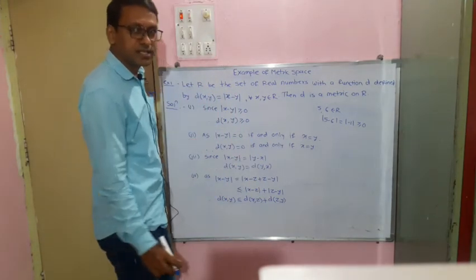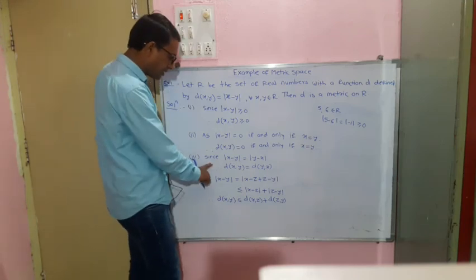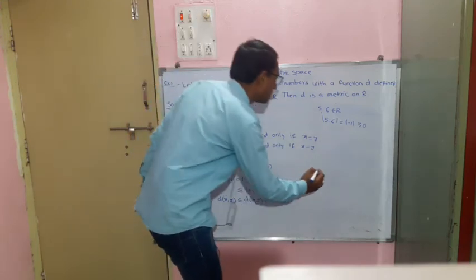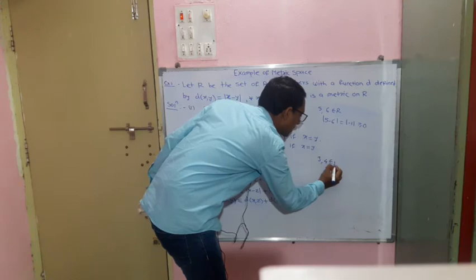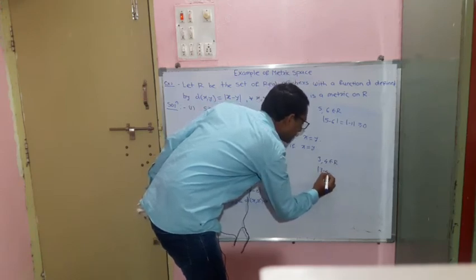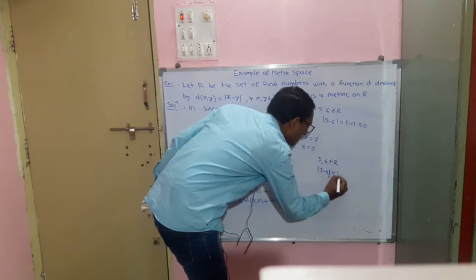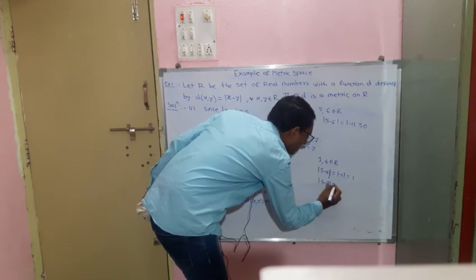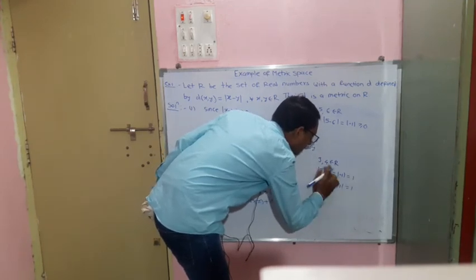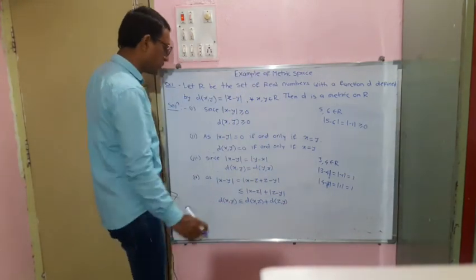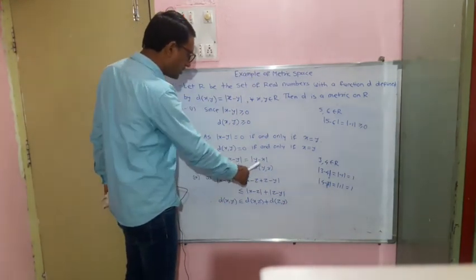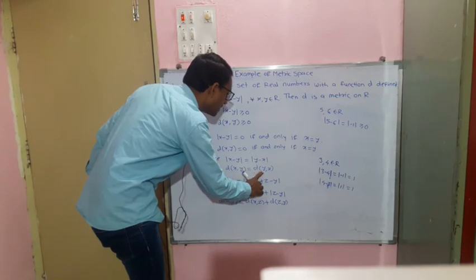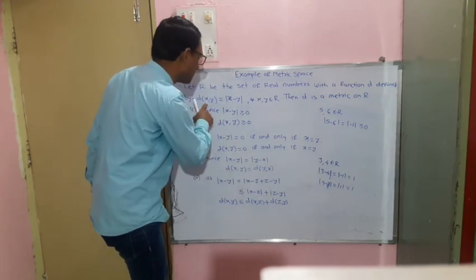So the second condition is also satisfied, and the last condition, symmetry, is that mod of x minus y is equal to mod of y minus x. We can verify this for, suppose, 3 and 4. So 3 comma 4 belong to R, and mod of 3 minus 4 is equal to mod of minus 1, which is equal to plus 1, and again mod of 4 minus 3 is mod of 1, which is 1. So both are equal. This is true for any two real numbers. So this is nothing but the distance between x comma y, and this is nothing but the distance between y and x, as the given function is defined.